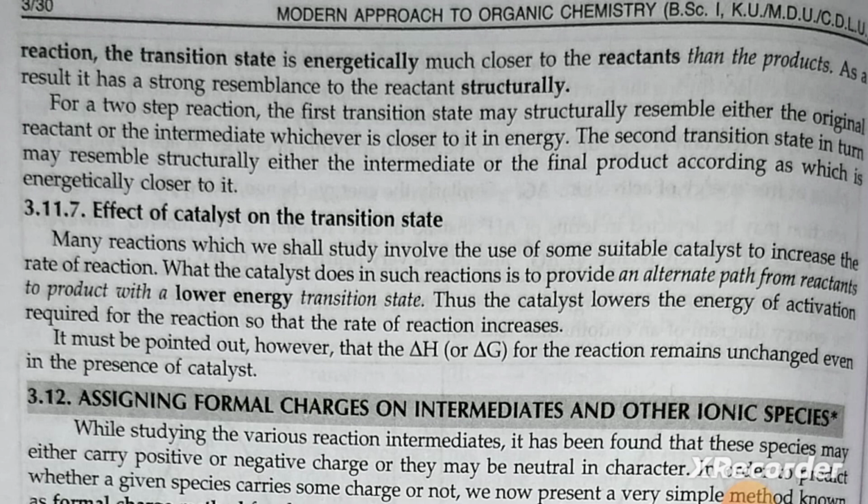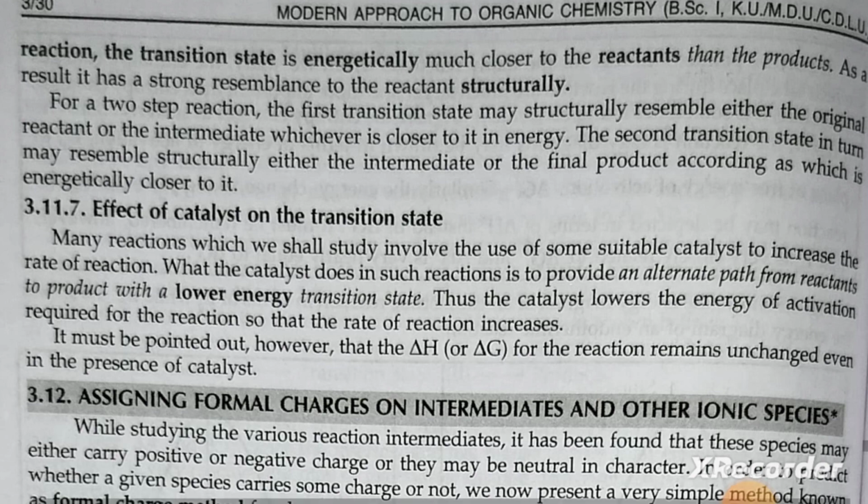Effect of catalyst on the transition state. Many reactions which we shall study involve the use of some suitable catalyst to increase the rate of reaction. What the catalyst does in such a reaction is to provide an alternate path from reactant to product with a lower energy transition state. Thus, the catalyst lowers the energy of activation required for the reaction so that the rate of reaction increases. It must be pointed out, however, that the delta H or delta G for the reaction remains unchanged even in the presence of catalyst.